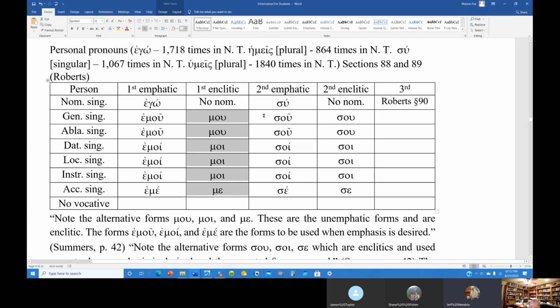Okay, does that help? All right. Same thing with this right over here with the second person. Again, we have an extra omicron in these two forms, and then we have it accented. There's no accent down here with these. So we have the accent here and we don't have it here. So this one with the accent is emphatic. The one without the accent is enclitic.